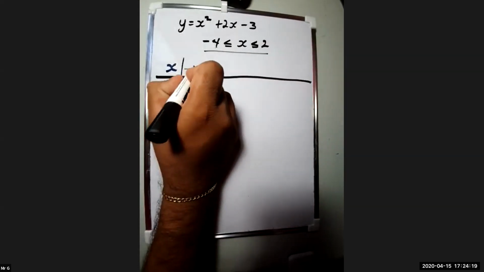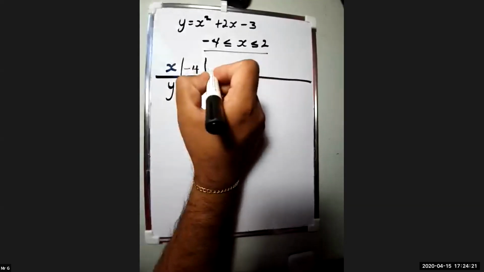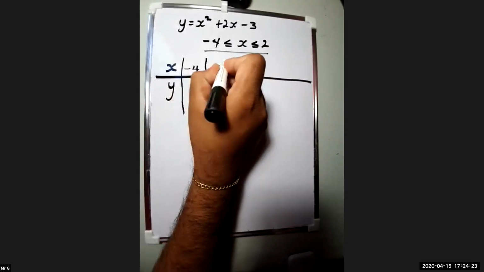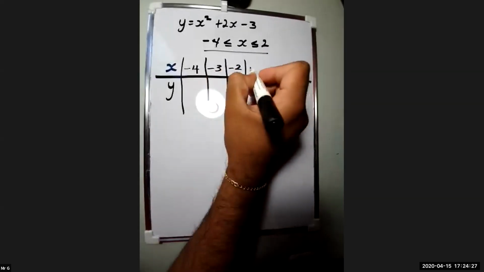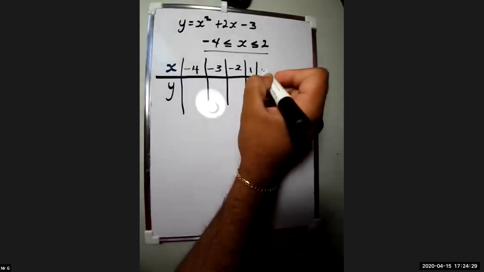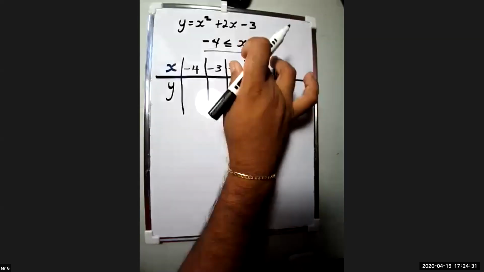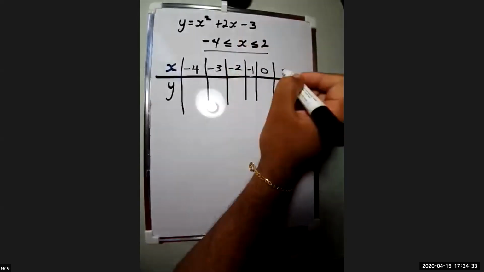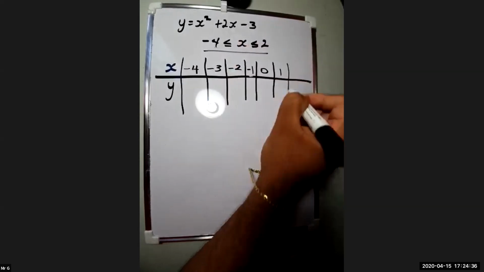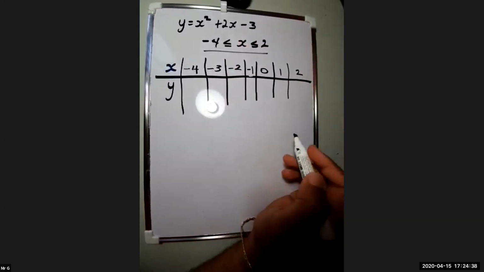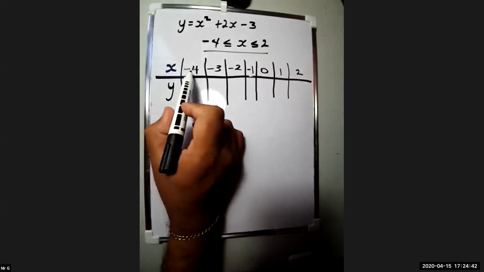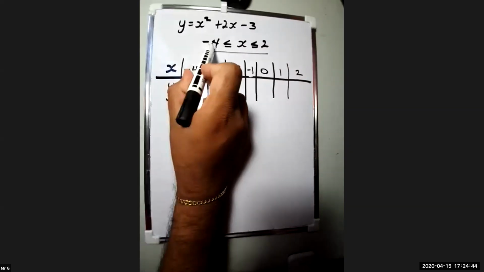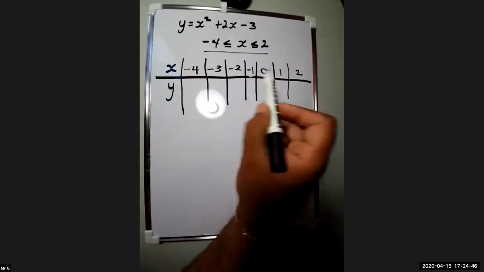So -4, after -4 is -3, -2, -1, and after 0 is +1, and then +2. Anybody confused about that so far? And these are -4, which is this -4 here, and this is the 2 here, right? And these are the values between them.